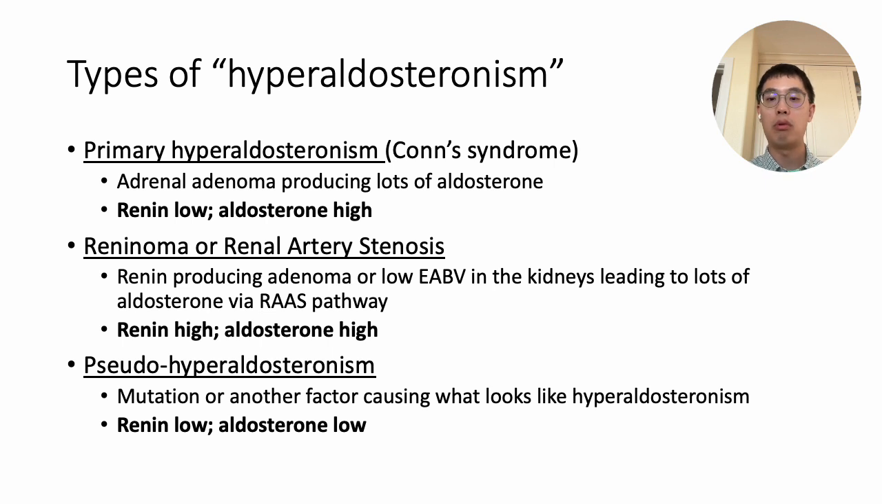And if we have both low renin and low aldosterone levels, yet we still have the triad of hypertension, hypokalemia, and metabolic alkalosis, we should think that there is another factor or mutation that causes what looks like hyperaldosteronism. And since actual aldosterone levels are low, we term the situation pseudo-hyperaldosteronism.